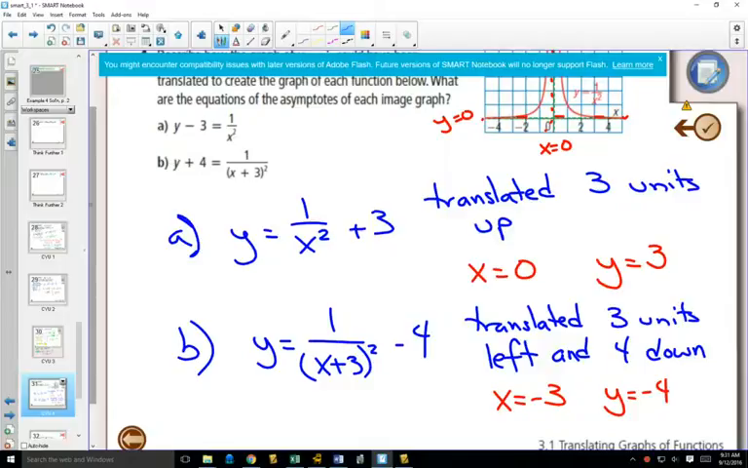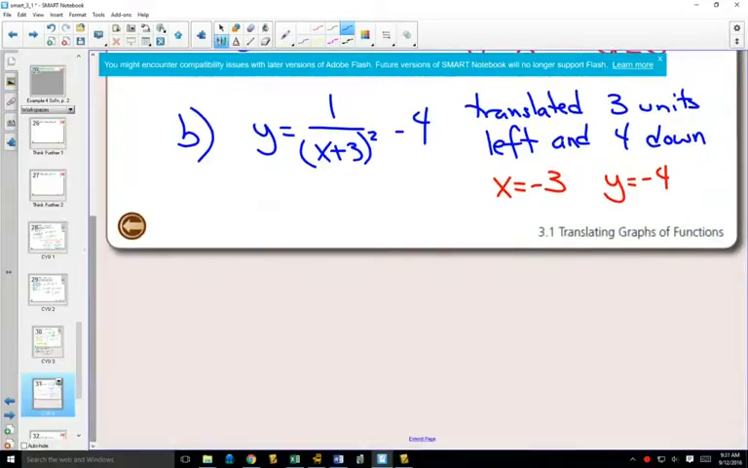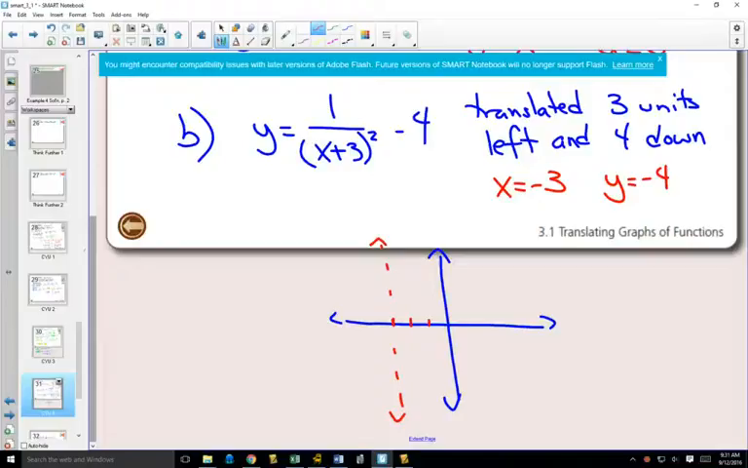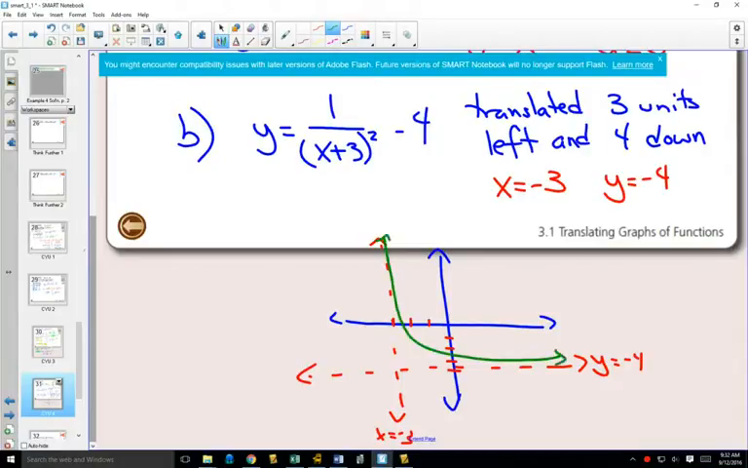And knowing that is what would allow you, if you wanted to graph this, to start with those asymptotes and say, I now know that there's an asymptote at minus 3, another one at minus 4, and so now my graph looks like this.